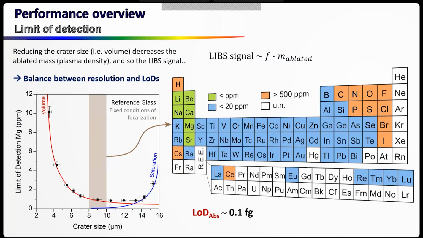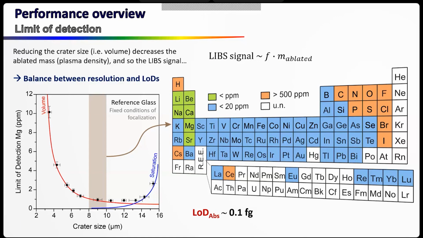So for example, lithium, beryllium, sodium, calcium, magnesium, strontium, we can go to sub-ppm. It means that in one shot, we can observe a proportion below 1 millionth in weight percent. For metals, in blue, you can easily reach a few ppm to tens of ppm. So it's not so bad, it's quite good. For most of the metals, you can reach 10 ppm, still in one laser shot.